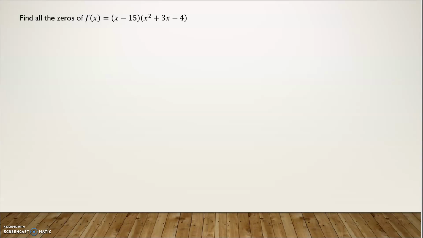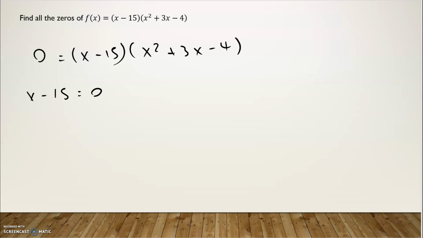Okay, let's look at this one. So 0 is equal to x minus 15, x squared plus 3x minus 4. Okay, so x minus 15 equals 0, and x squared plus 3x minus 4 equals 0. So this equals 15. Now I need to factor this one.